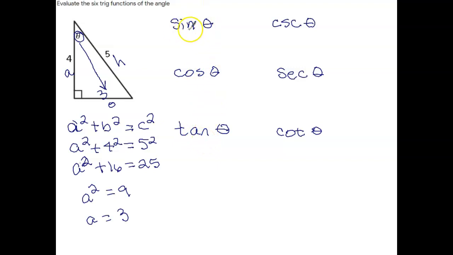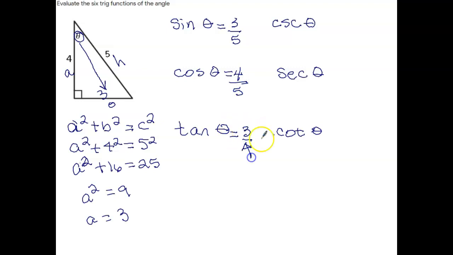So if you remember SOHCAHTOA, sine is the SOH part, so it's the opposite over the hypotenuse. So the sine of theta in this case is 3 over 5. The cosine is the CAH part, so the adjacent over the hypotenuse, which is 4 over 5. And tangent is the TOA, so the opposite over the adjacent, which is 3 over 4.